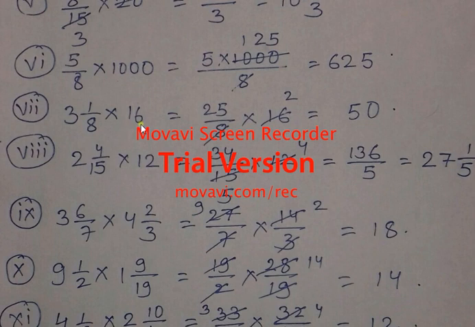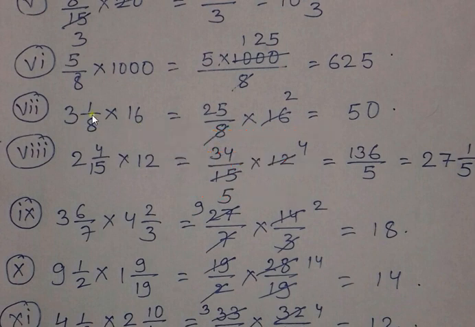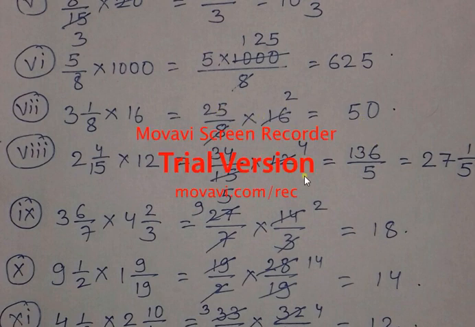3 1 by 8 into 16 it is. So I had changed it into a mixed fraction. As you can see, 8 threes are 24 and 1, 25. So 25 by 8 into 16. So 8 twos are 16. Okay. And 25 into 2, it becomes 50. Nothing below, that means there is 1 only. So it becomes what? 50. If you see, in 30 seconds I had explained this to you.